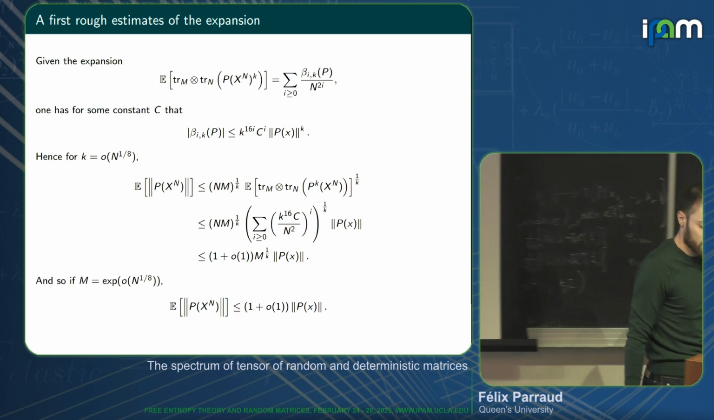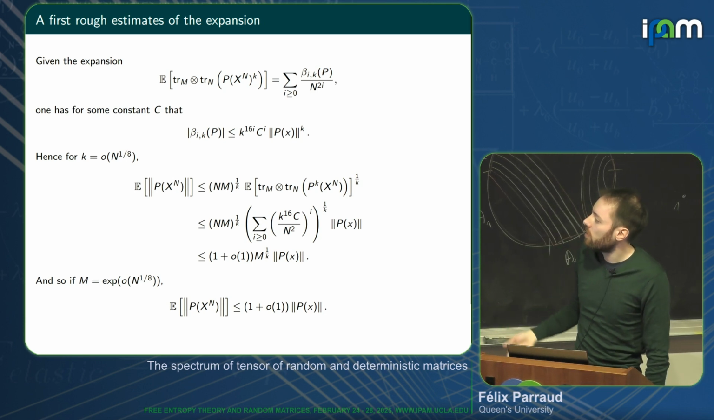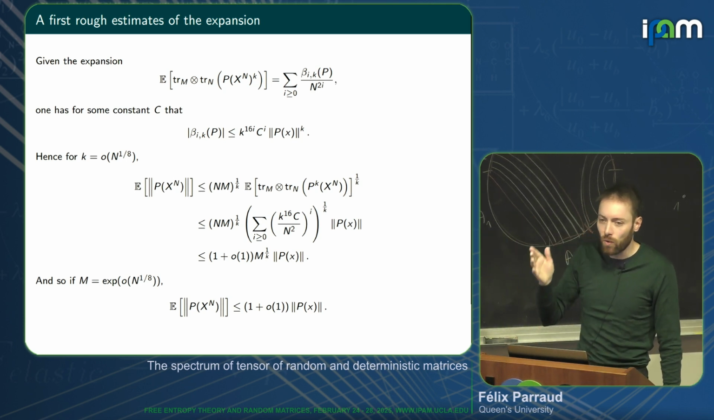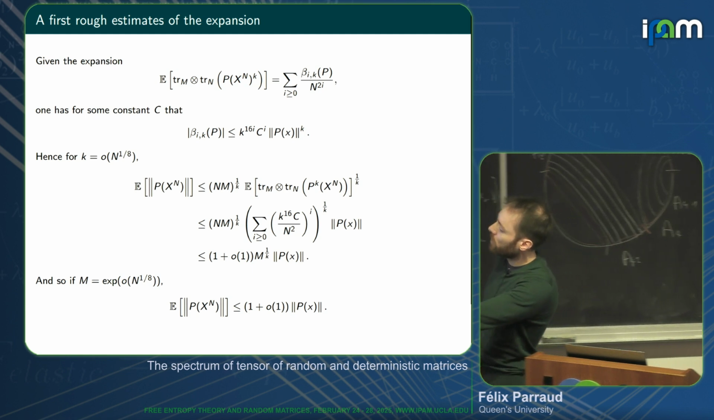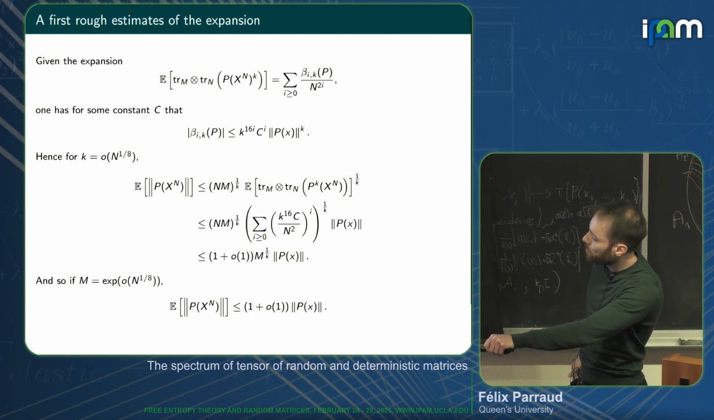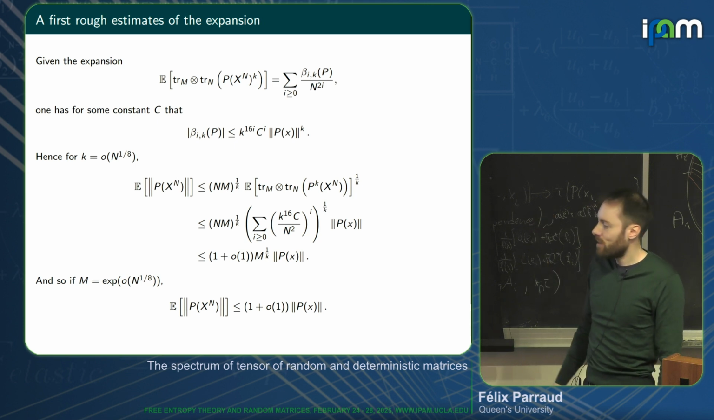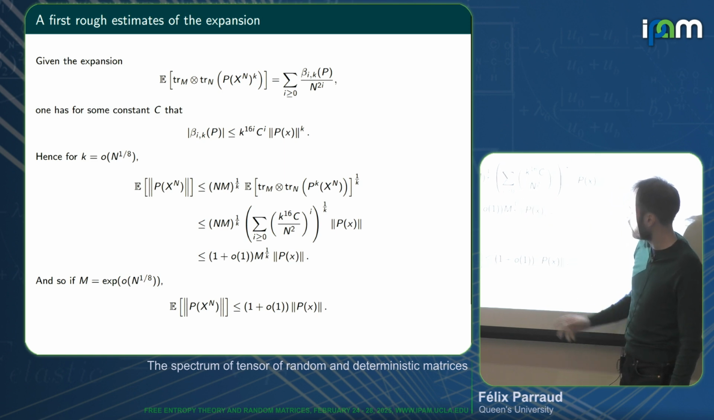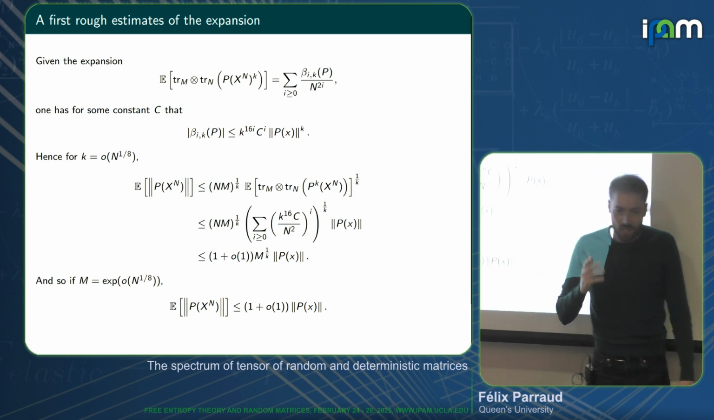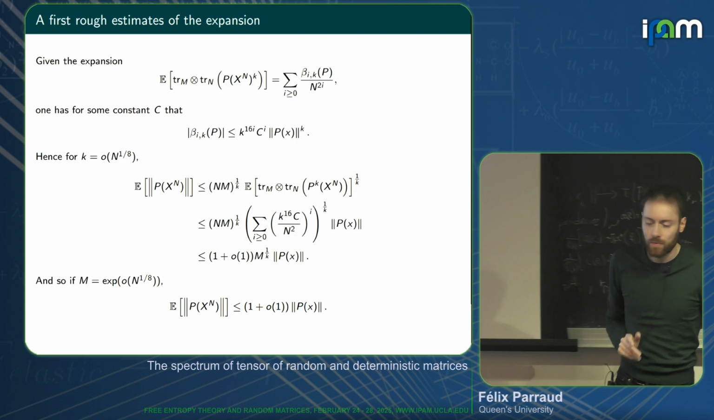And so you're left with m exponent 1 over k. Since we can take k all the way to little o of n exponent 1/8, that means that we can afford to take m to be of the form exponential of n exponent 1/8, and this m exponent 1 over k would still be small. You would still get 1. And that's how you would get some estimates.